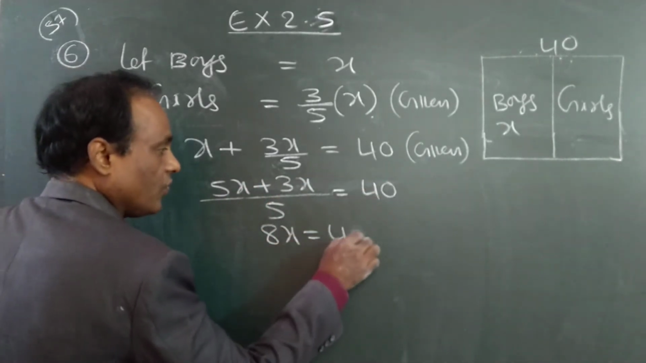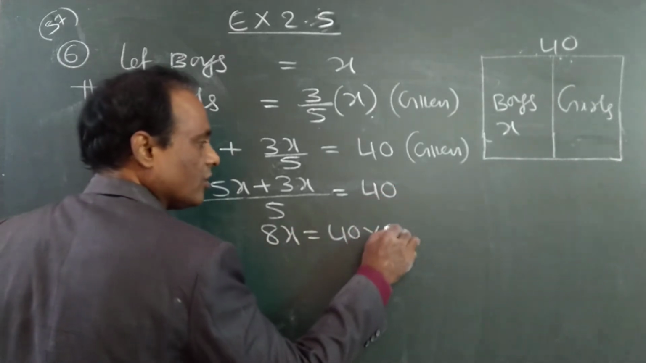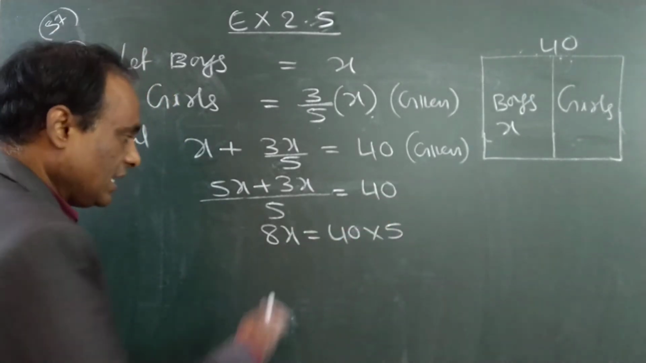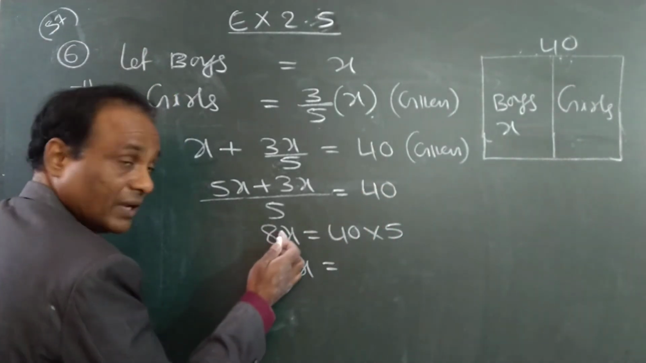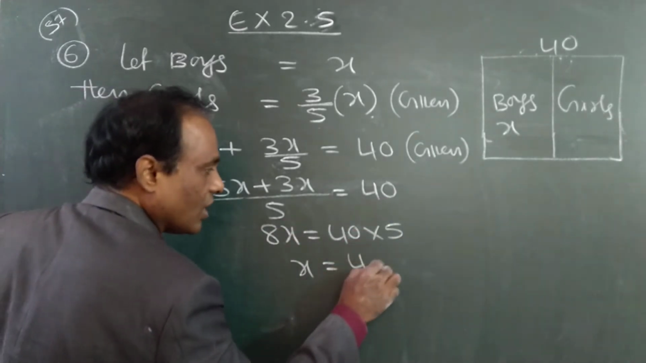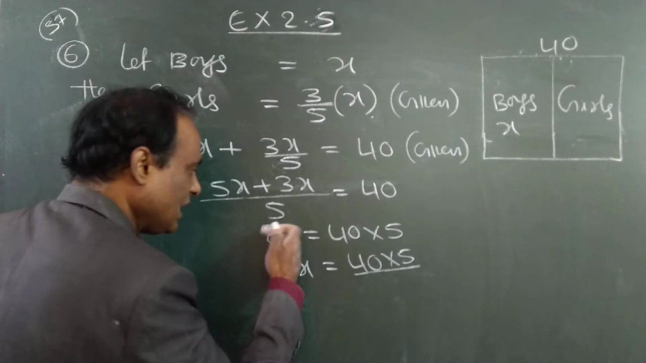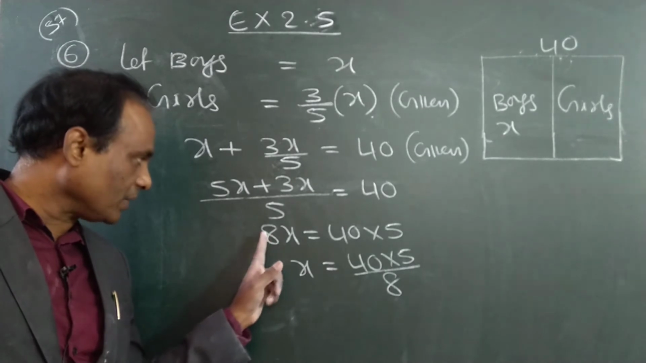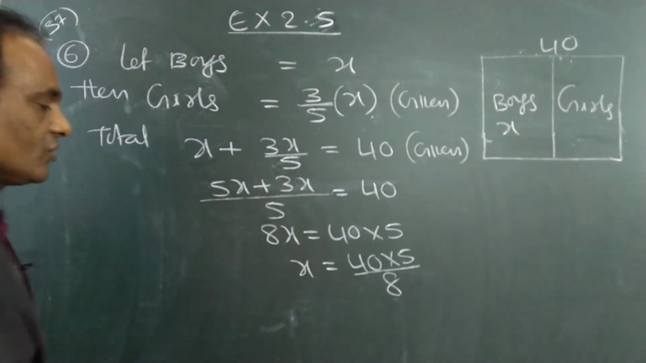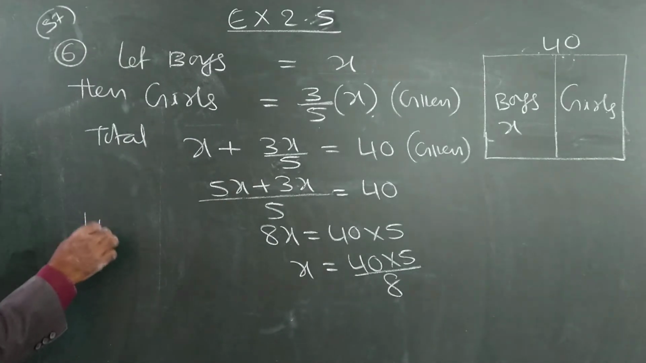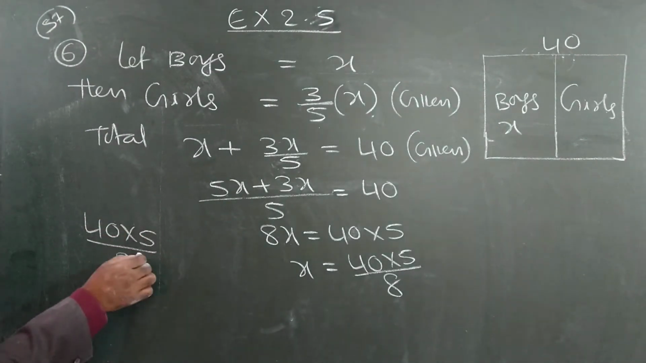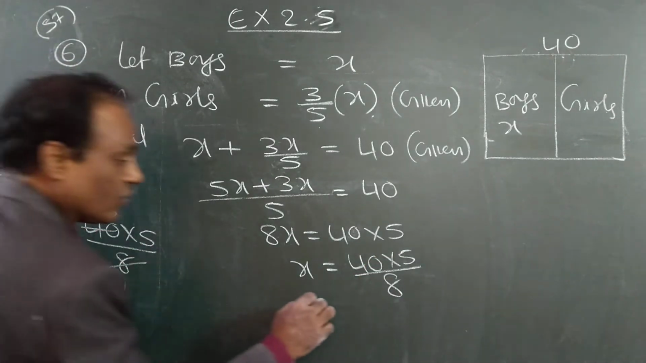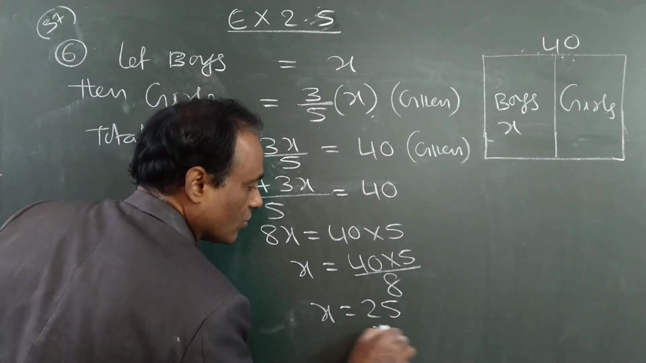5 that side, 40 into 5 that side, it will be multiplication. 5 is taken to the right side into 5. 8, if we take, what happens? 8 is in multiplication, it will be in the denominator. 40 into 5 by 8. So do the simplification. 8 ones are 8, 5 eights are 40. 5 into 5 is 25. Number of boys is equal to 25.